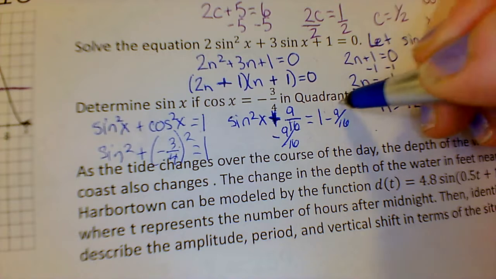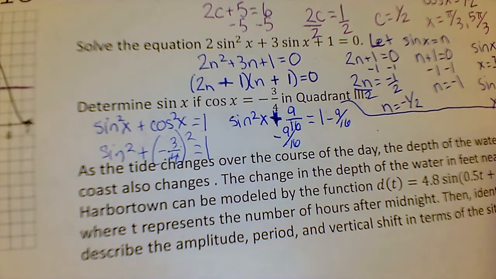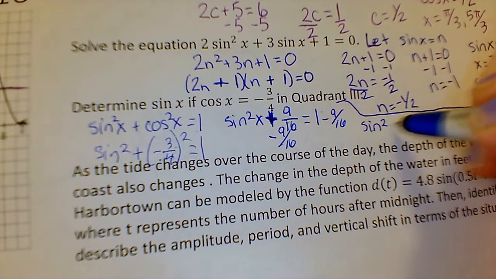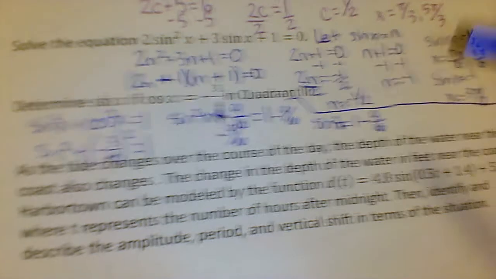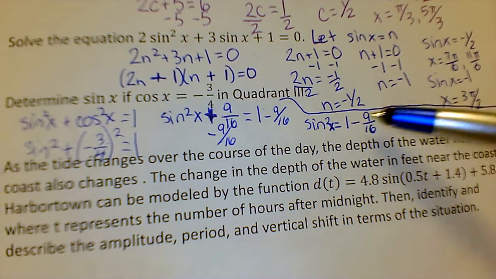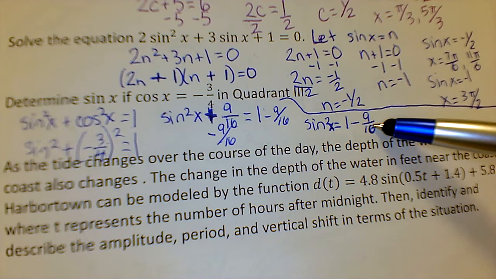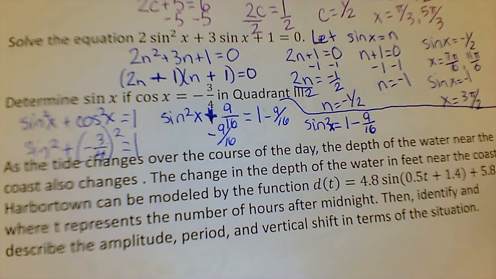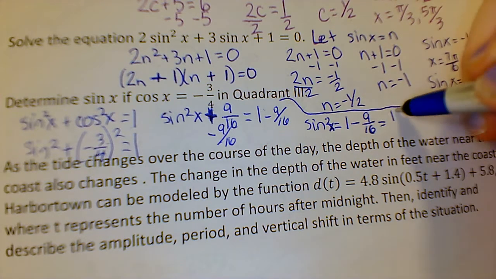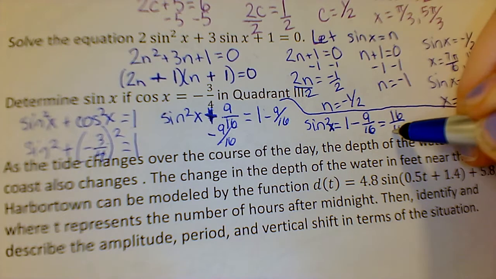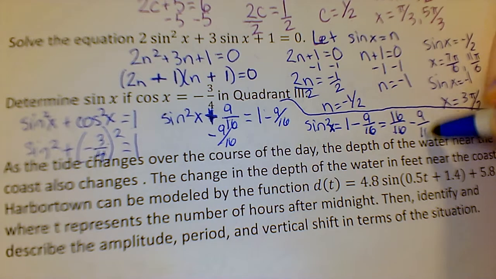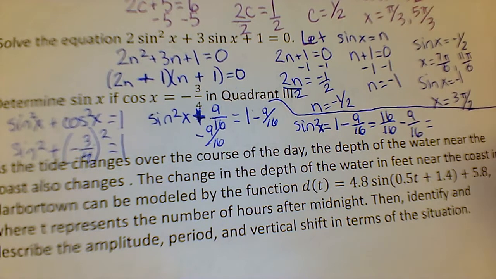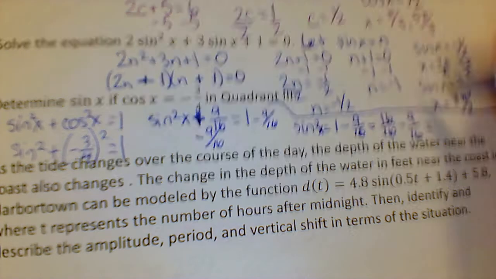Now I'm at sine squared equals 1 minus 9 over 16. Now I've got a fraction, right? A whole number subtracting a fraction. So I need common denominators here, so I'm just going to write 1 as 16 over 16. That way I've got these common denominators, but 16 over 16 we know just equals 1. So I haven't changed that at all. And then we'll get 16 minus 9 is 7.